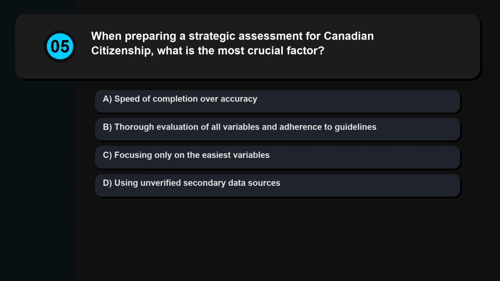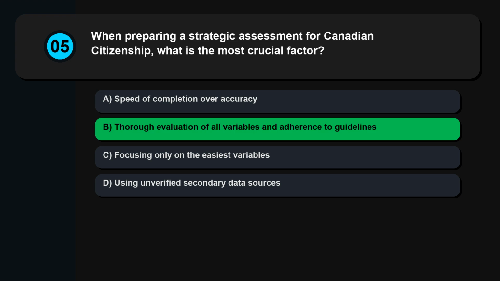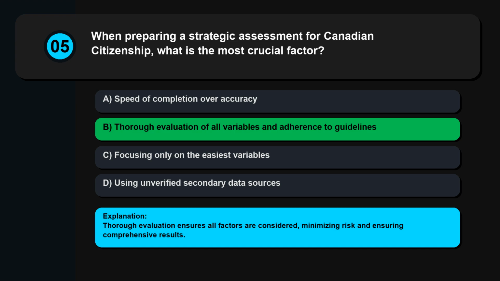Question 5. When preparing a strategic assessment for Canadian citizenship, what is the most crucial factor? Speed of completion over accuracy, thorough evaluation of all variables and adherence to guidelines, focusing only on the easiest variables, using unverified secondary data sources. Thorough evaluation ensures all factors are considered, minimizing risk and ensuring comprehensive results.